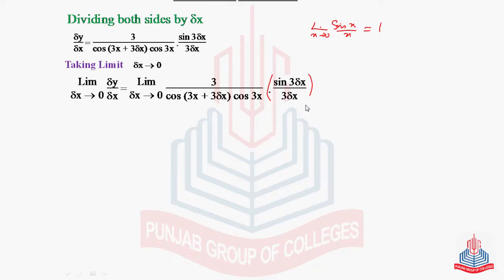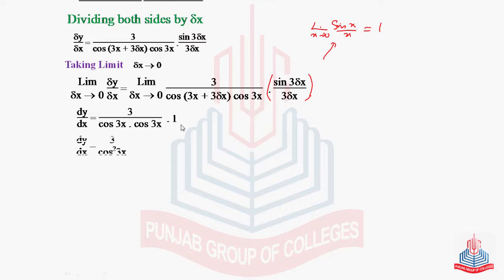On the left hand side that will become dy by dx, and on the right hand side this 3 is a constant term, so it will be unaffected and remain the same, and this delta x will become 0. We have cos 3x. Here there is no delta x, so it will remain cos 3x, and by applying the limit as delta x approaches 0, this part will become 1 by using this result. So that will become 3 over cos, and this cos will become cos square 3x.